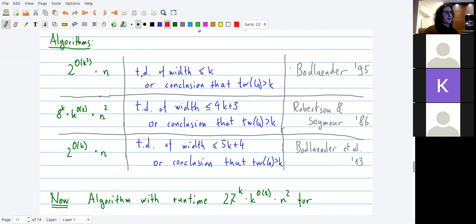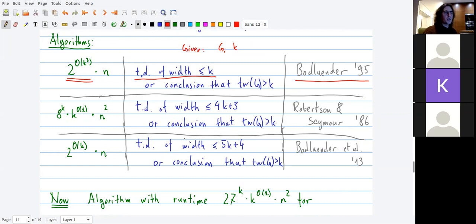The classical one is the algorithm of Bodlaender from the 90s, and this is an exact algorithm. All these algorithms are given the graph G and the parameter k, which is the target value of the treewidth. So the Bodlaender algorithm either gives you a tree decomposition of width at most k, or it concludes that the treewidth is larger. And the running time is quite bad in k: 2 to the k cubed times linear in the size of the graph.